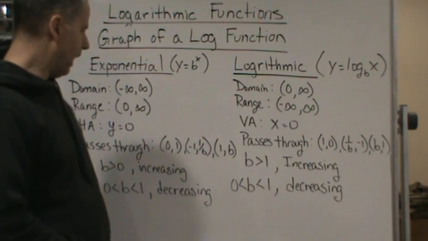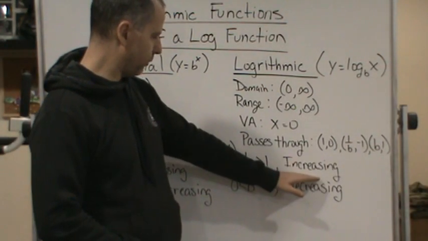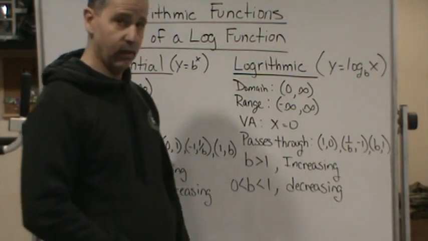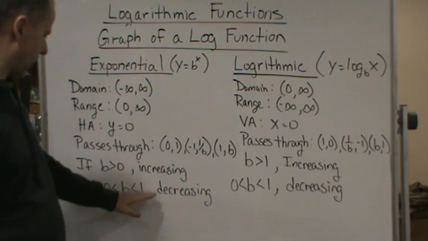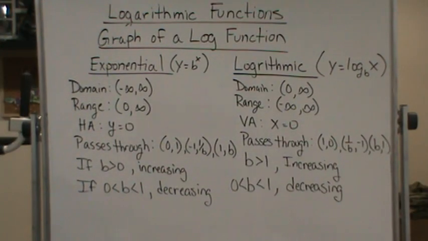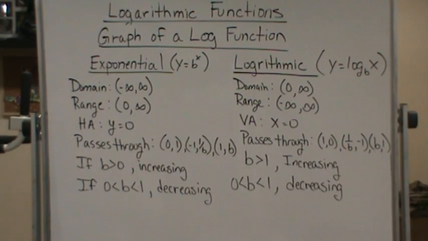Now again, here, if b is greater than 1, we have an increasing logarithmic function. If b is between 0 and 1, we have a decreasing logarithmic function. So those are the same for both of these. Okay, but that's it. Make sure you understand the properties and the differences between the two functions, logarithmic and exponential.